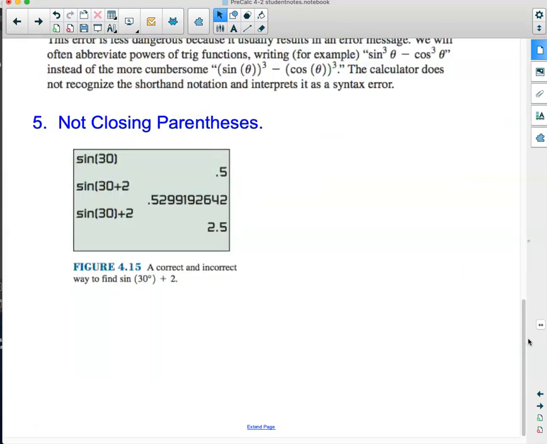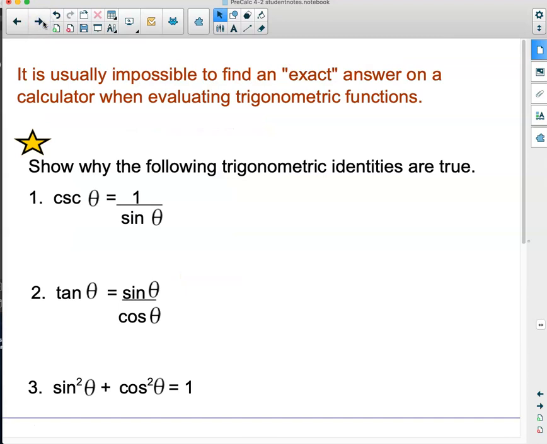So those are the ways that we can use our graphing calculator to help us find some of the trig functions. Remembering, of course, that we shouldn't be grabbing a calculator for any of the special angles, which are our 30, 60, 90s, our 45, 45, 90s, and as we get into it, the quadrantal angles as well. It is usually impossible to find an exact answer on a calculator when evaluating trigonometric functions. I'm going to give you a for instance.